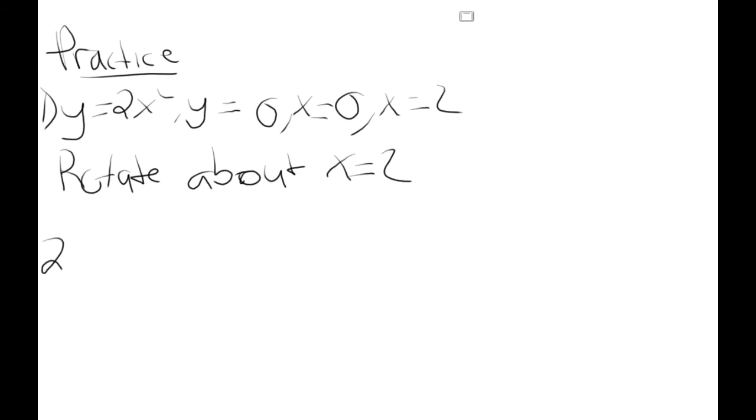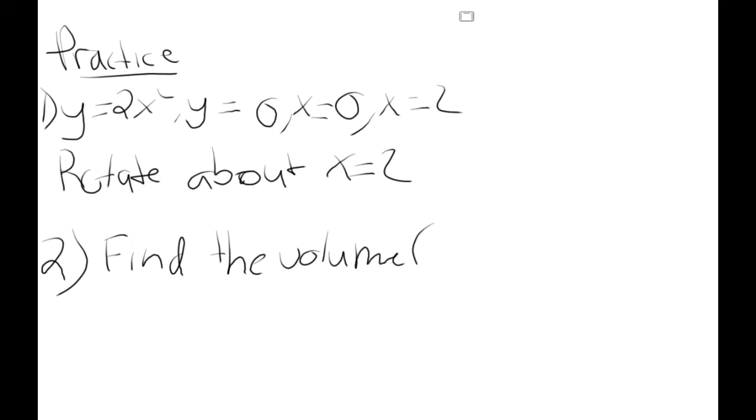In the second problem, we're going to find the volume. So before we only found the integral, we only set up the equation, but now we're going to find the volume. Remember, you have to do the integral, and we're going to do this without calculators. So I'm going to find the volume. Sorry, I have terrible handwriting. Without calculator.